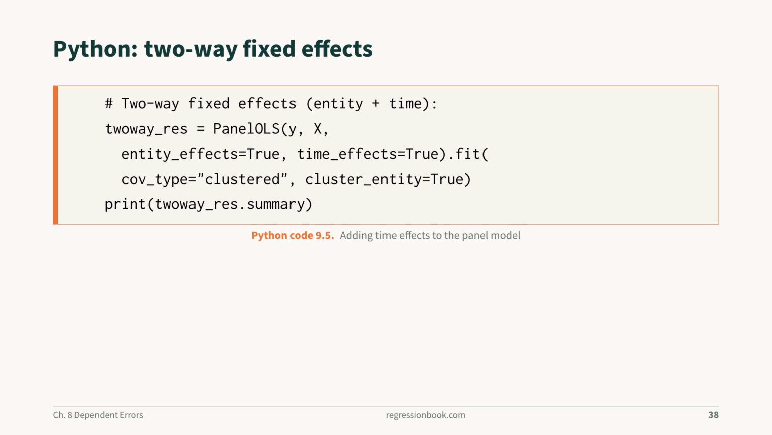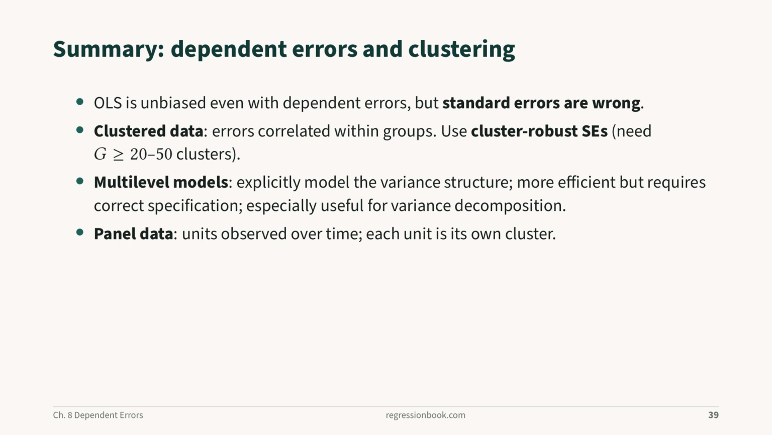Two-way fixed effects add a single argument, time effects set to true, while keeping the entity clustered covariance from the previous page. Entity and time both absorbed, uncertainty clustered by municipality. This is the exact Python twin of the fourth column in the results table, and the numbers agree with the R output.